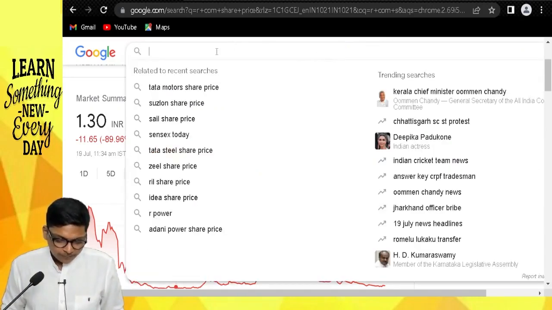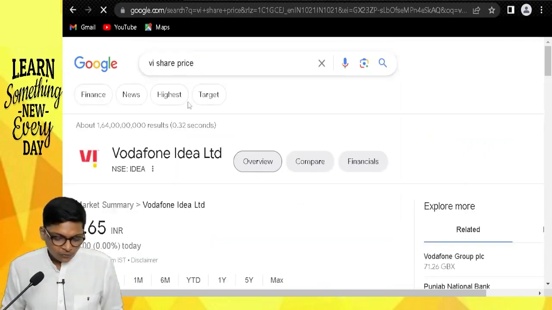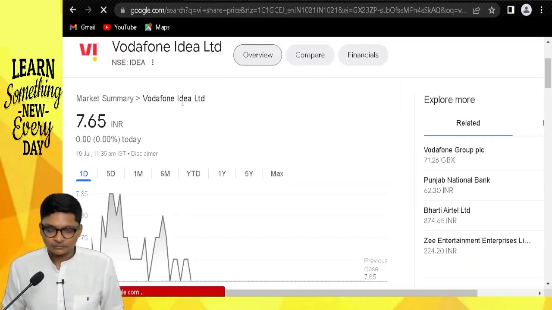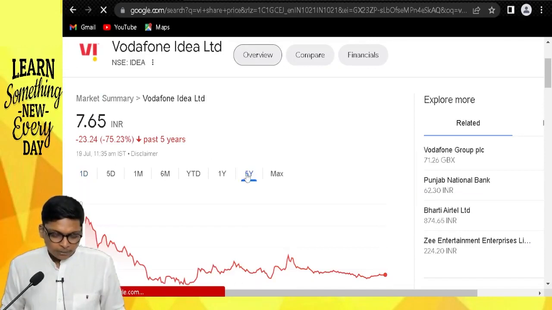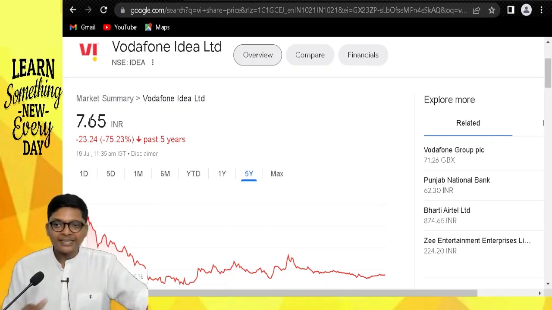Similarly, today if you buy, these kinds of shares I will write off. Vodafone Idea, 7 rupees. Because I told you Vodafone Idea is the highest loss making company in India. But if you invest 1 lakh in this, even if the 7 becomes 15, you will get double the money.